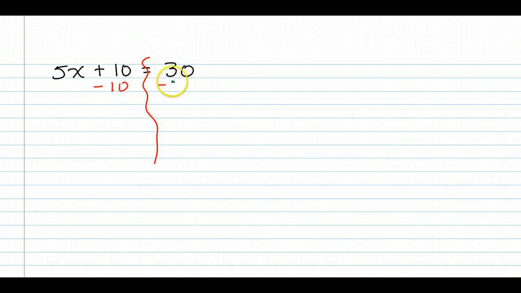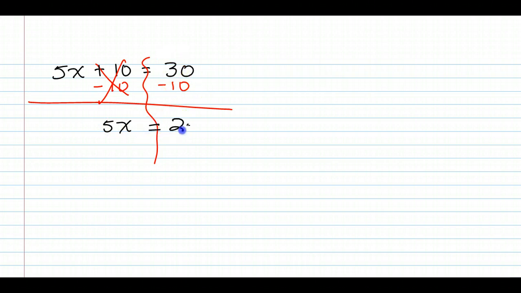Subtract 10 from both sides. Draw your line. This goes away. Bring down the 5x. Solve the operation up here. 30 minus 10 is 20. But we're not done because we don't have x by itself. The next thing we're going to do, divide both sides by 5, right? And what do we have? X equals 4.